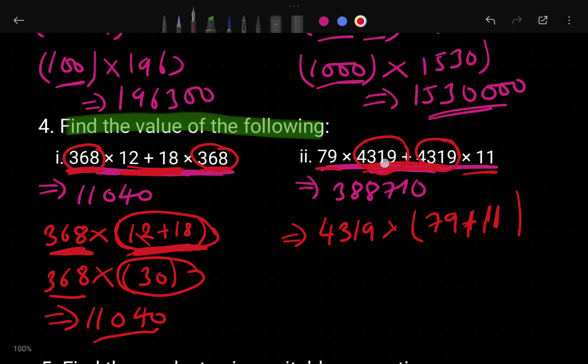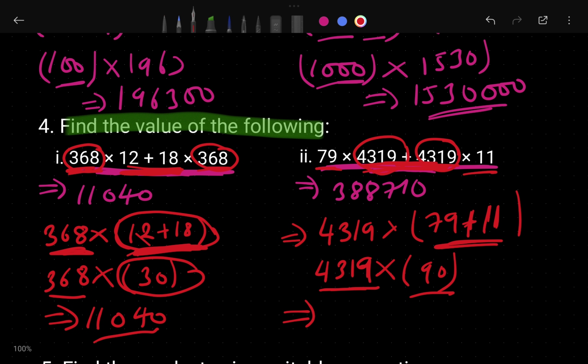Both are the same numbers, and in this one there is nothing like a minus, there is no subtraction symbol, there is a plus symbol only. That's why I wrote the plus. Because it is going to be helpful for the direct multiplication. So when you add this one, it is going to be 90. Now it is easy to multiply. If you multiply 4,319 by 90, do you know what the answer is? The answer is 3,88,710. This is our answer.